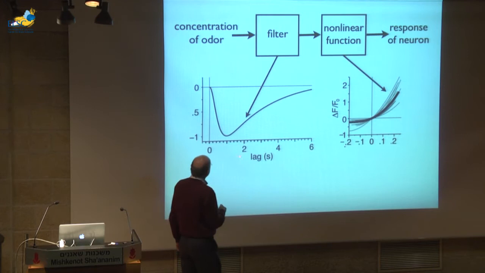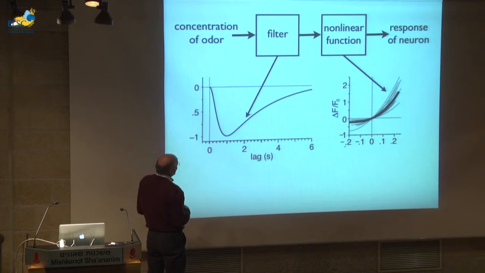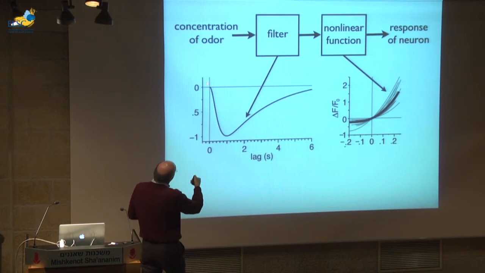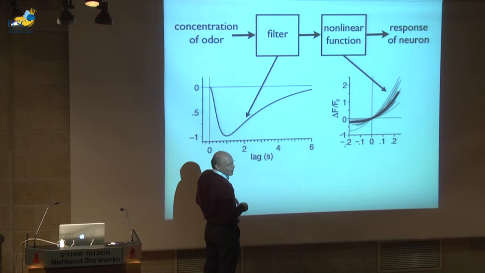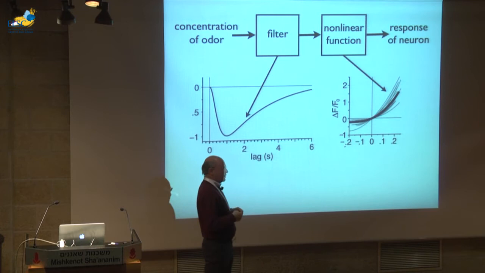Yeah, okay, so this curve tells you how the concentration of odor, let's say 2 seconds ago, affects the response now. So this is time into the past. The y-axis is arbitrarily normalized because it's only when you go through the nonlinearity. It doesn't matter what this normalization is. I guess we normalized it to a peak of one, but it's arbitrary.